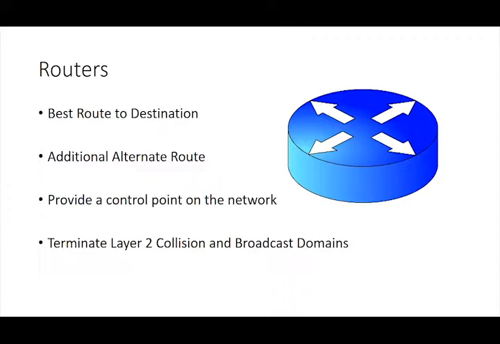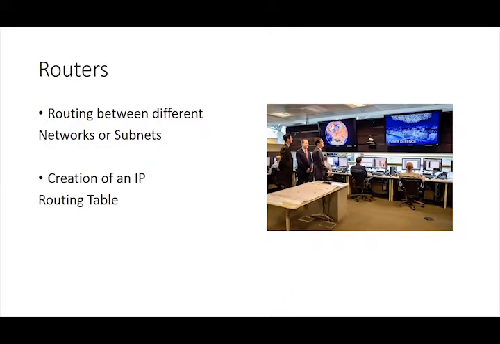Routers provide control points on the network by terminating layer 2 collision and broadcast domains. This contains errors to a small portion of the network should an error occur, and also prevents propagation to other areas of the larger network. Routers are needed for functions a layer 2 switch cannot provide, including routing between different networks, subnets, and the creation of IP routing tables that contain best path information.